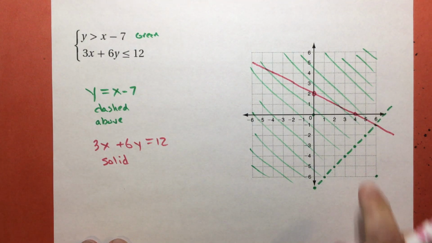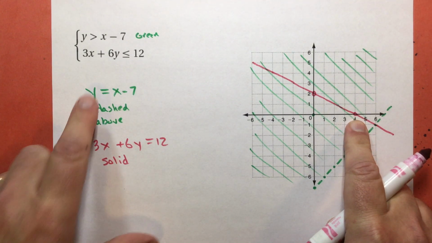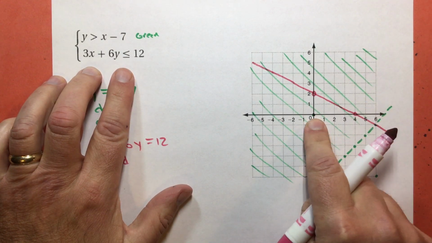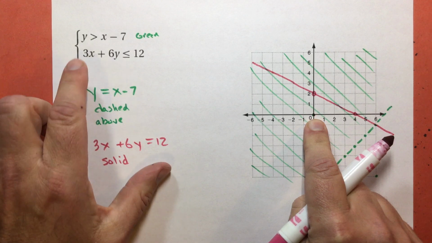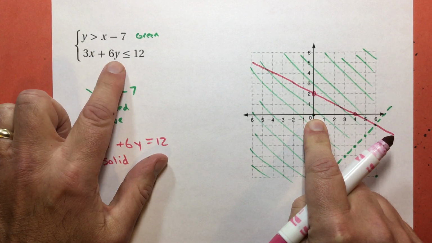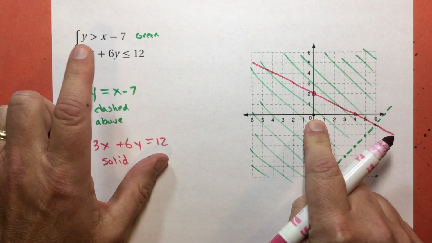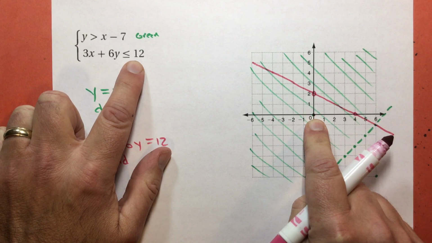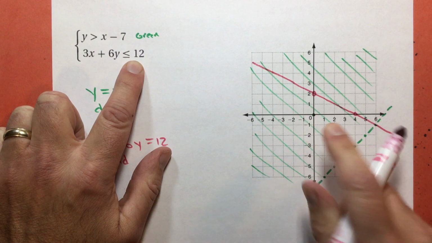Do I shade above the red line or below it? Let's figure it out. Now 0, 0 right here, my old friend, the origin is below it. 3 times 0, 0, 6 times 0, 0. 0 plus 0, 0. Is 0 less than 12? Yes, it is. So it looks like I'm going to shade below it. Let's try something on the other side and see if it works.